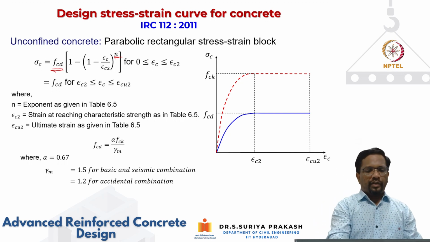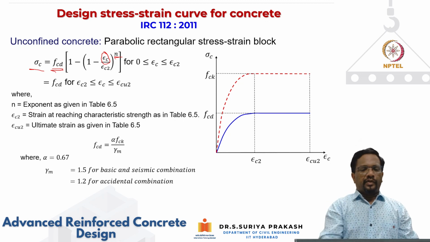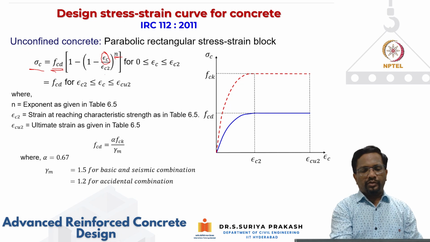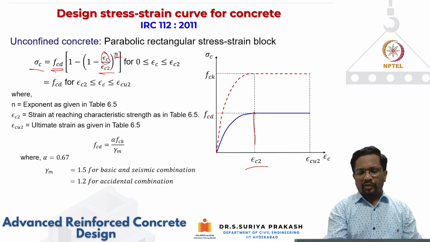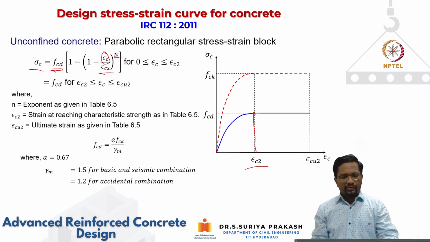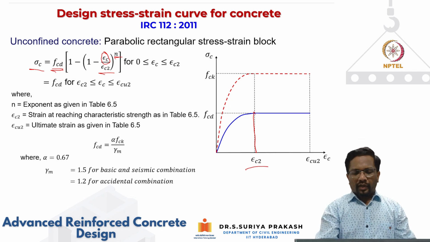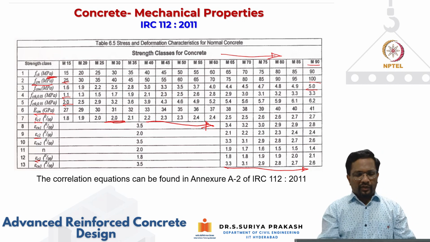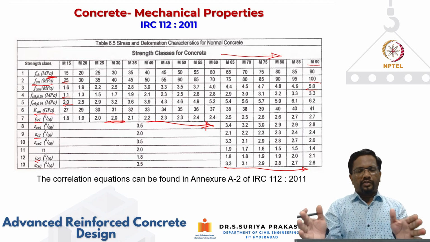And for any value of epsilon C that is specified in this equation, I can find out sigma C, which is the stress, as a function of your design compressive strength and epsilon C2. Now you can ask me, what is epsilon C2? Epsilon C2 is nothing but your strain corresponding to this peak value. That is also given by the code. In fact, epsilon C2 is the code specified value. Epsilon C1 is a peak strain which you actually observe, but the code is trying to simplify it.